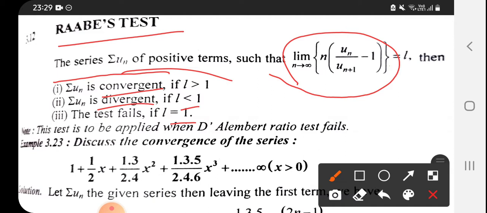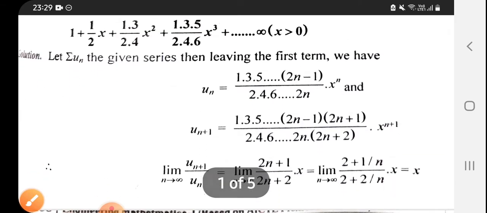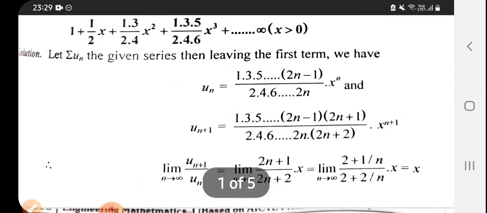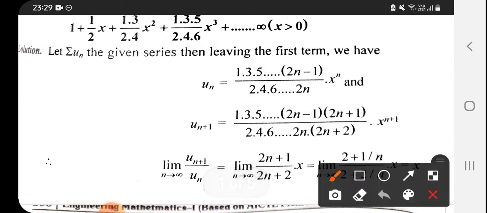Here, un plus 1 is in the denominator. This test is to be applied when D'Alembert's ratio test fails. Now we discuss the convergence of this series. Select summation un given by 1, 3, 5 up to 2n minus 1, over 2, 4, 6 up to 2n, times x to the power n.